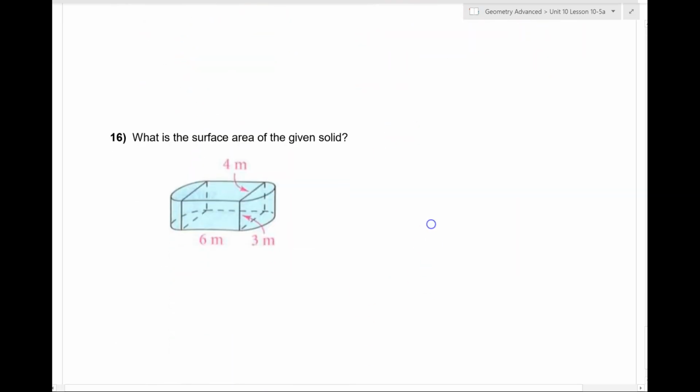All right, last but not least, this is one of those composite figures. We're going to still use the idea of divide and conquer like the area addition postulate, but I want you to remember something about surface area. It's only what is on the surface.